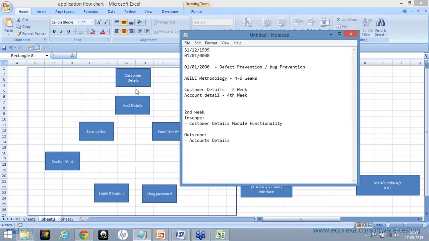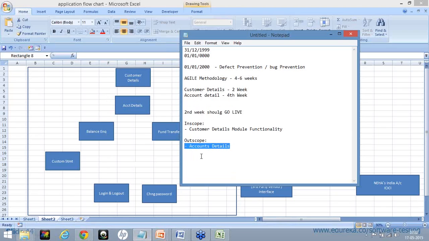The customer details should go live. Okay, so now when I prepare a test plan, I would say for this release we will be concentrating only on customer details module functionality, which means this customer details module functionality is the only scope for this particular release, and we will not be touching the account details functionality.